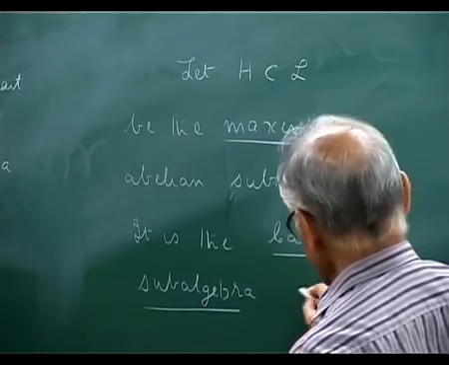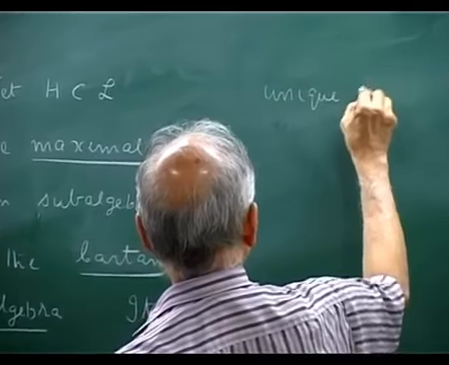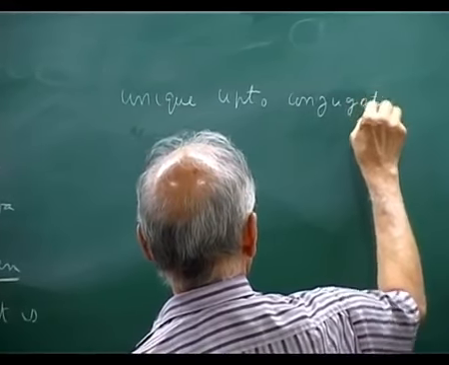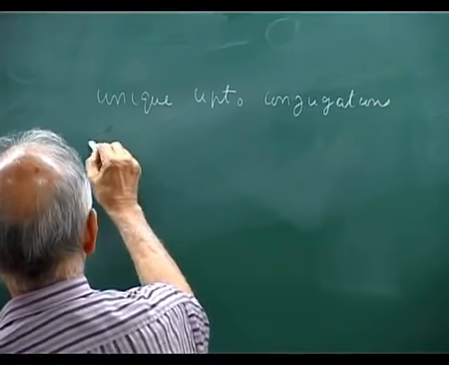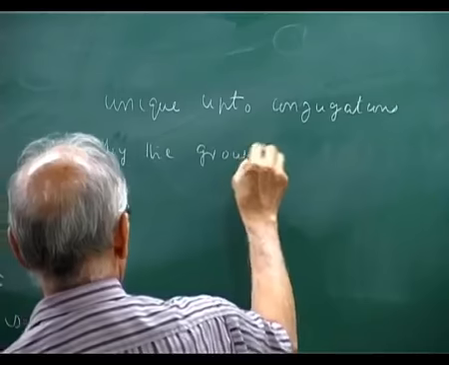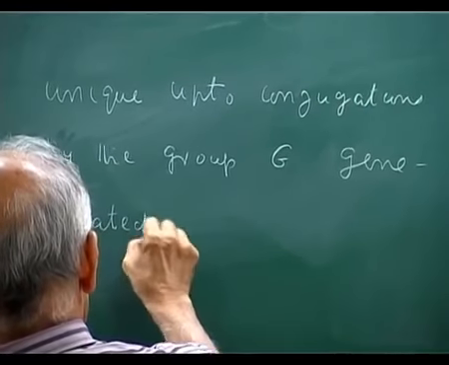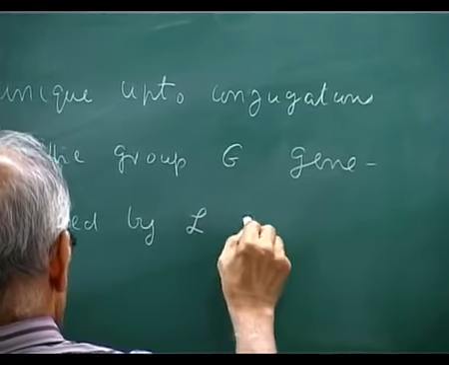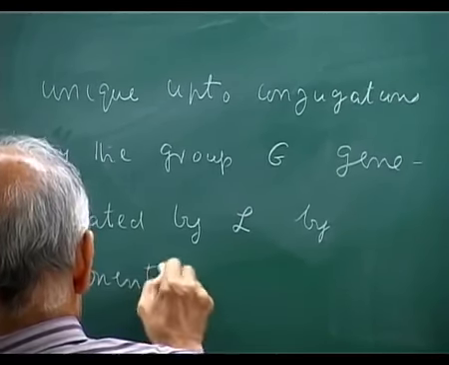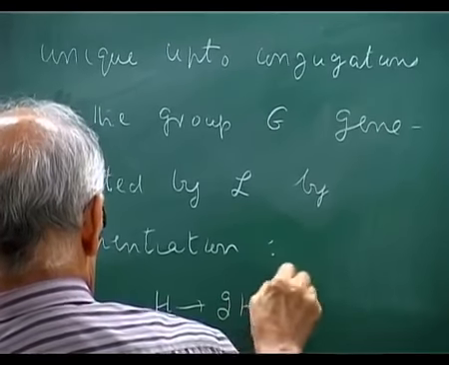It is a basic theorem that it is unique up to conjugations by the group, let me call it G, generated by L. By exponentiation, okay. That is H going to gHg inverse, g in G.